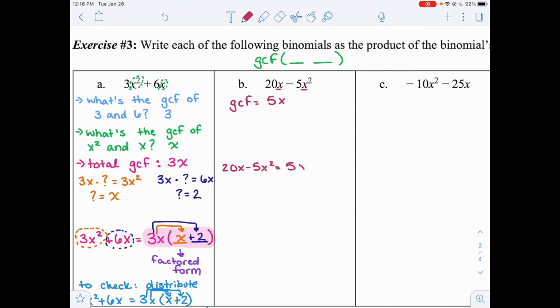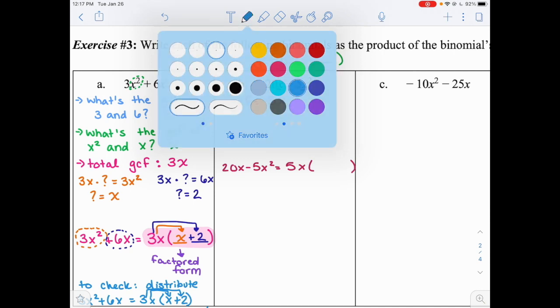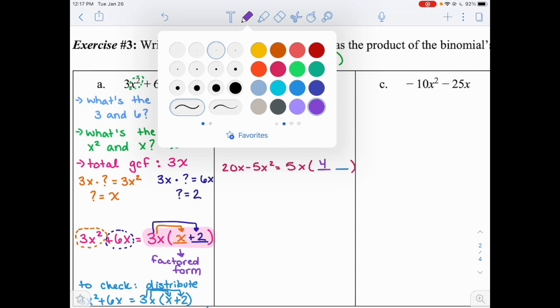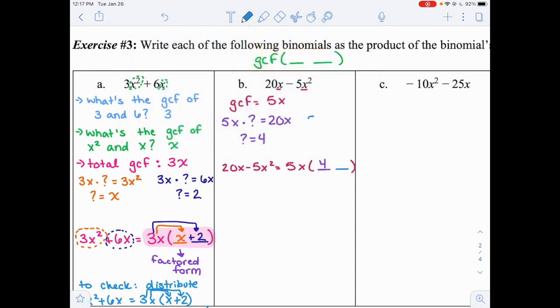It's going to be equal to the GCF times some binomial. And I want to figure out what my binomial is going to be. So the GCF times something should get me 20x. That something should be 4. And then again, the GCF times something should give me 5x squared. Oops, negative 5x squared it should give me. That negative is important.